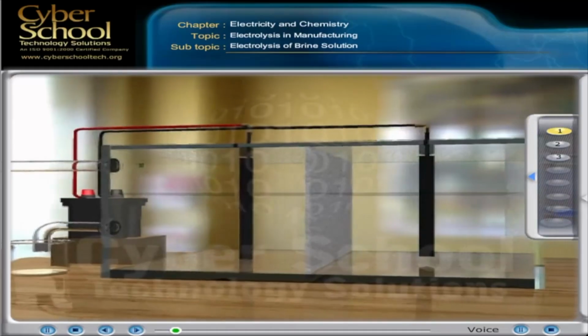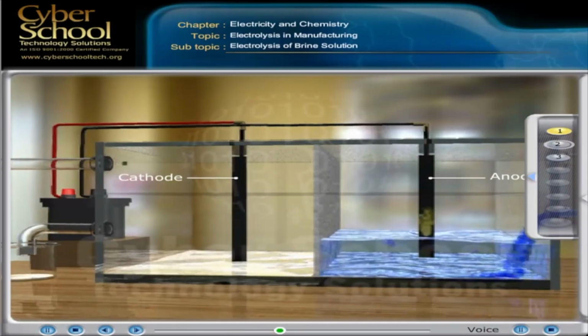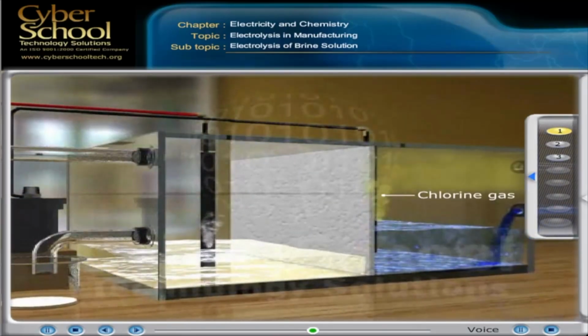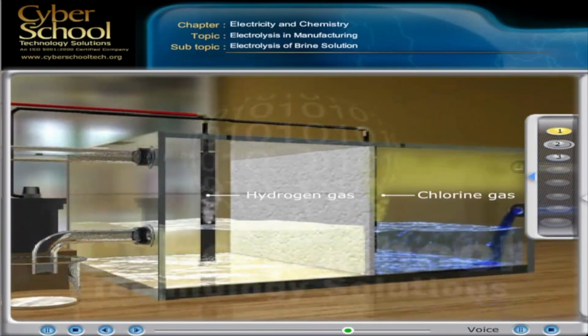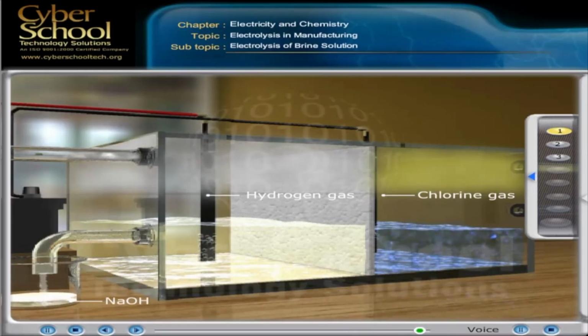In a membrane cell, an ion exchange membrane separates the anode and cathode compartments. The separator is generally a bilayer membrane made of perfluorocarboxylic acid between the anode and the cathode. The saturated brine is fed to the anode compartment. Chlorine is liberated at the anode, and the sodium ions migrate to the cathode compartment.